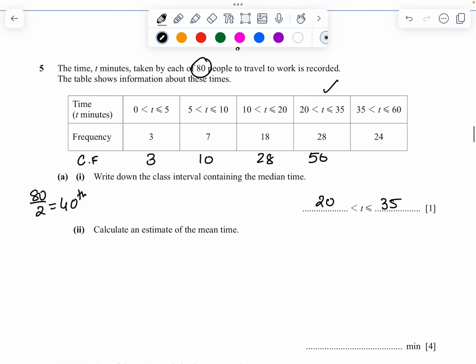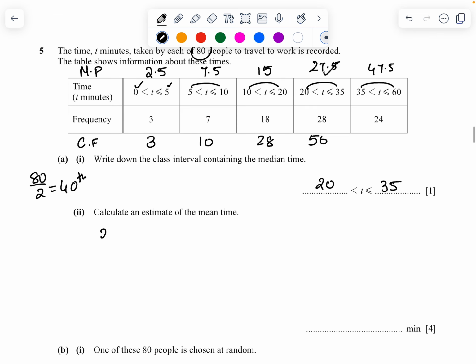Calculate the mean. For calculating the mean, I need to calculate the midpoints. 0 plus 5 divided by 2 is 2.5. 5 plus 10 divided by 2 is 7.5. 10 plus 20 divided by 2 is 15. 20 plus 35 divided by 2 is 27.5. 35 plus 60 divided by 2 is 47.5.